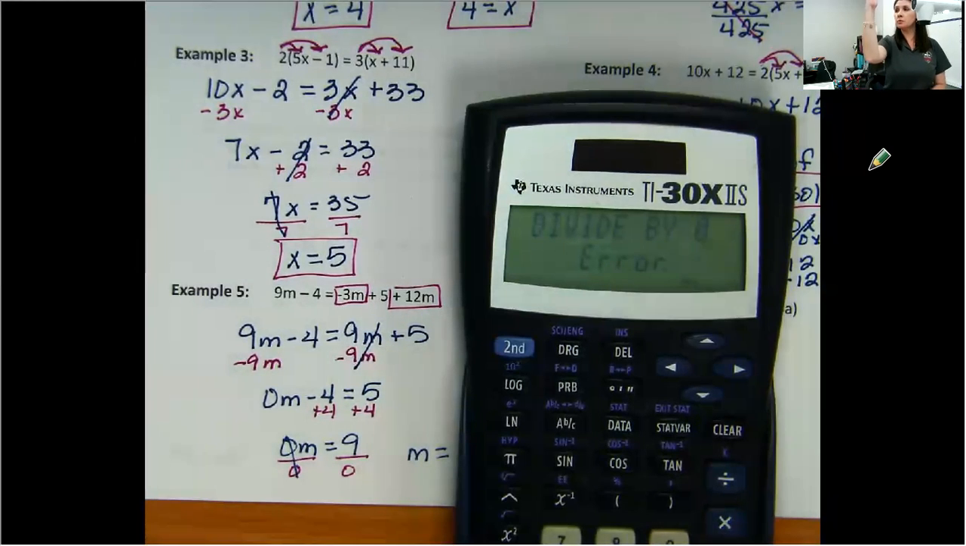Let's go back to when Mr. Mack taught you about slopes. What was a vertical slope called? It was a bad word in math. Undefined. Okay, that's what this is.